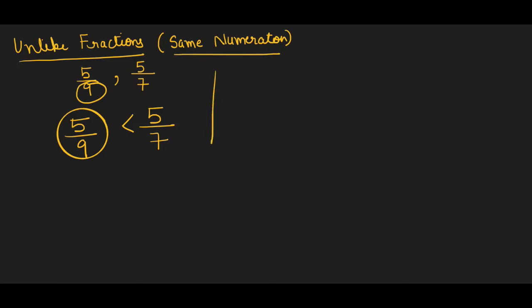Acha, we can see some more examples, like in your textbook you have 9 upon 10 and 9 upon 11. Here, children, 11 is greater than 10 and they have the same numerators. So 9 upon 10 will be greater than 9 upon 11. For unlike fractions having the same numerator, we look into the denominator, and 11 is greater than 10.